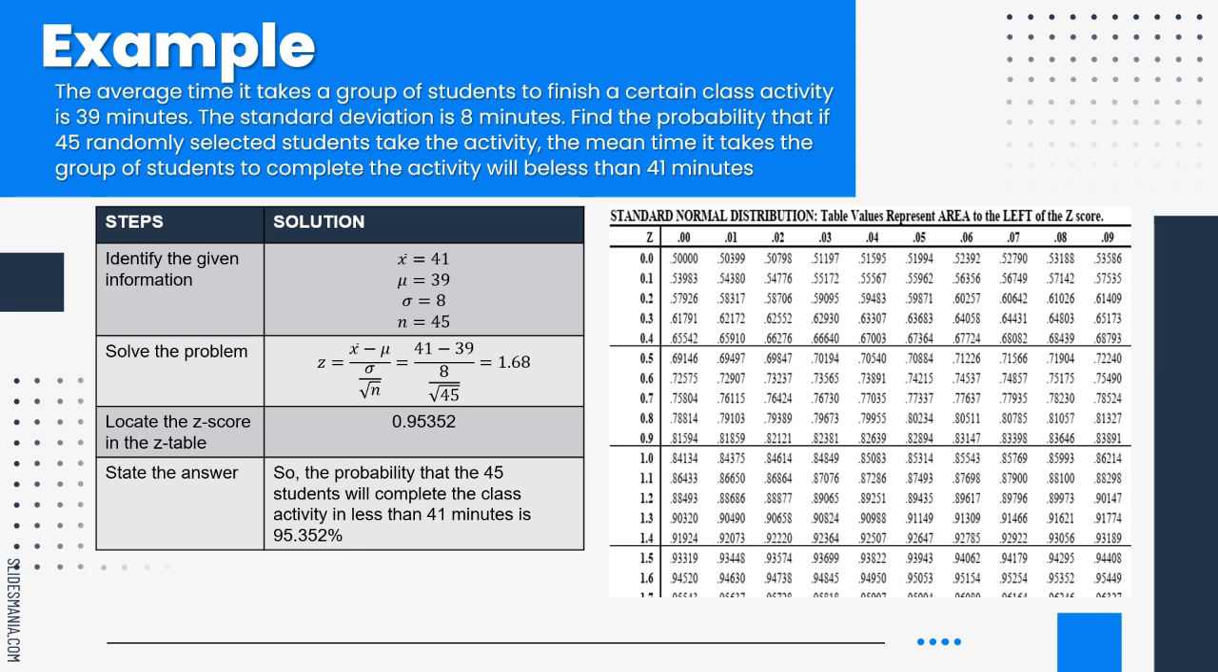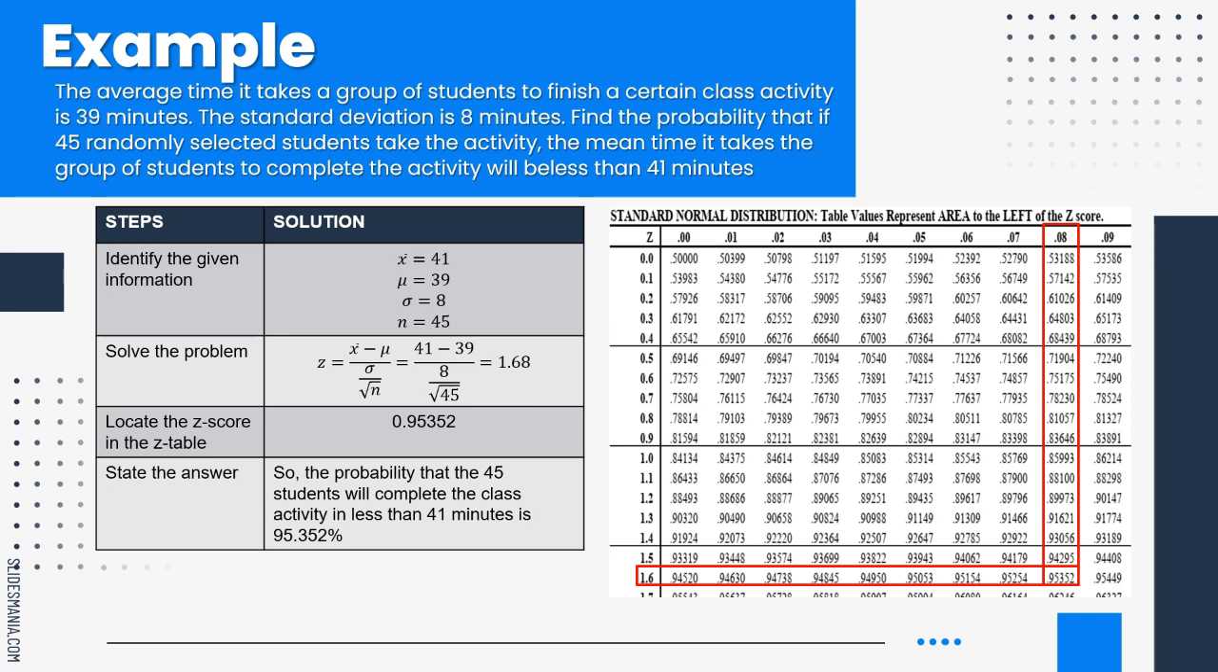Okay, I have here a table. Let's locate 1.6, and then 0.08. That is, the area now is 0.95352. The last step is to state the answer.